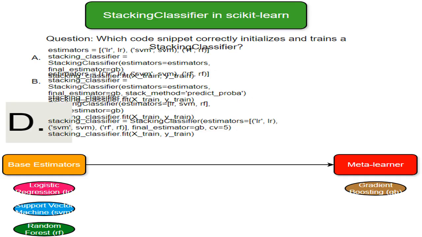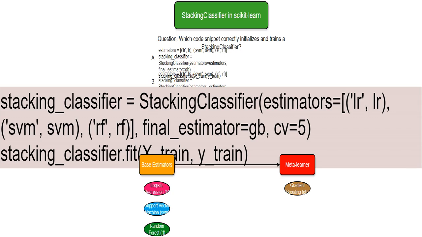These are the individual models: logistic regression, support vector machine, and random forest, that act as the experts in my stacking ensemble. Each brings a unique perspective to the problem. One of my base estimators, logistic regression, is a simple yet effective model. It predicts probabilities based on linear relationships.